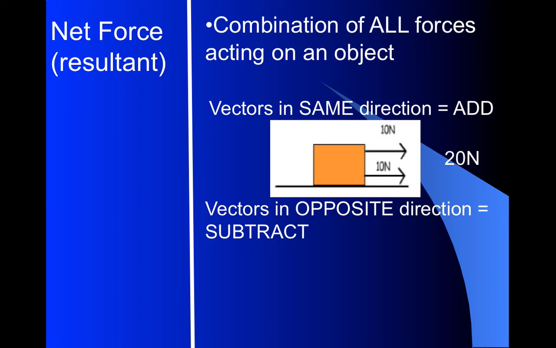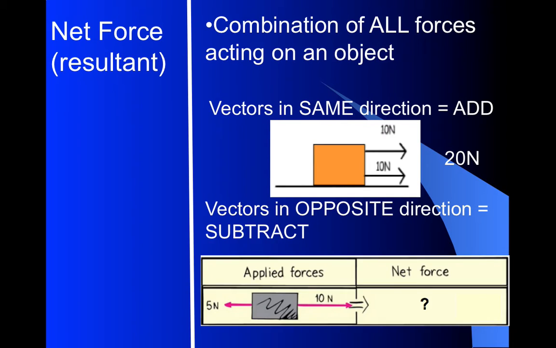Now for vectors in opposite directions, such as the wagon, you would want to subtract the vectors. For example, you have the box down here, the object is being pushed to the left, 5 newtons of force, whereas there's a force that is pushing the object to the right, 10 newtons. So if it's in opposite directions, you would just subtract 10 minus 5 newtons, which would be equivalent to 5 newtons, and it would move to the right.